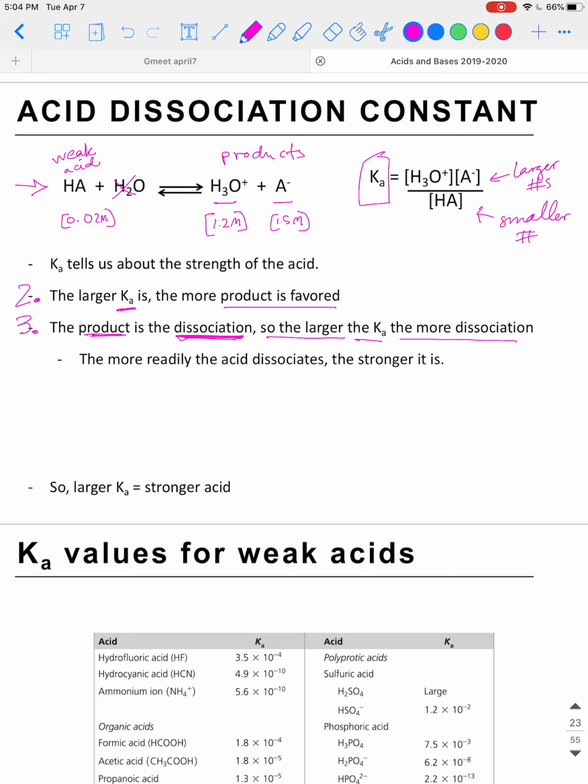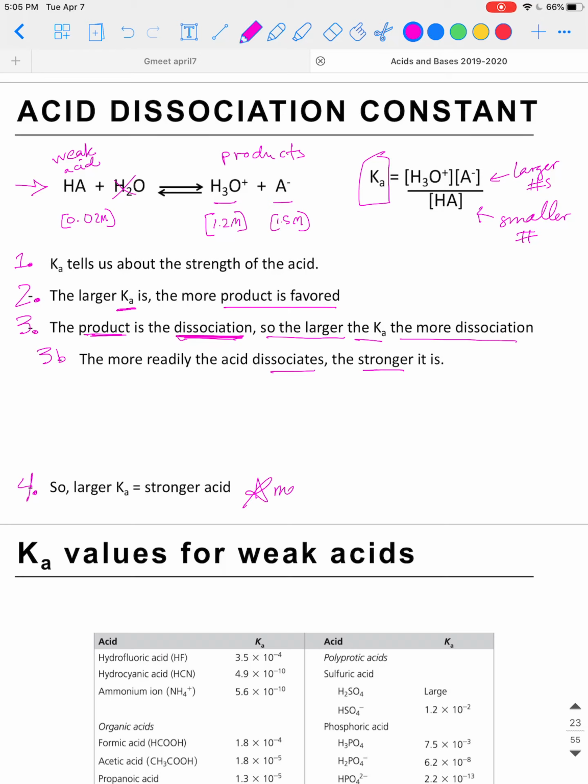And then this last statement, we'll say 3, part B: the more readily the acid dissociates, the stronger it is. Okay, I'm going to read that again. The more readily that an acid dissociates, meaning it gives away its hydrogen ion, the stronger the acid is. Okay, so if you followed statements 1, 2, 3, and 3b, that gets you to statement 4, which is essentially the most important one to know. The larger the Ka, the stronger the acid.